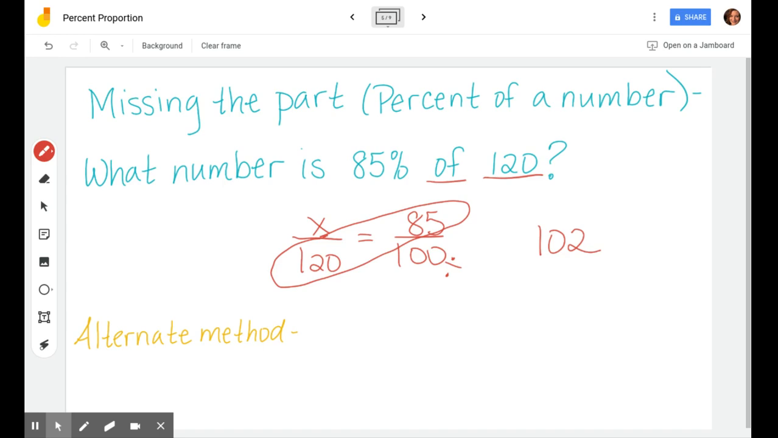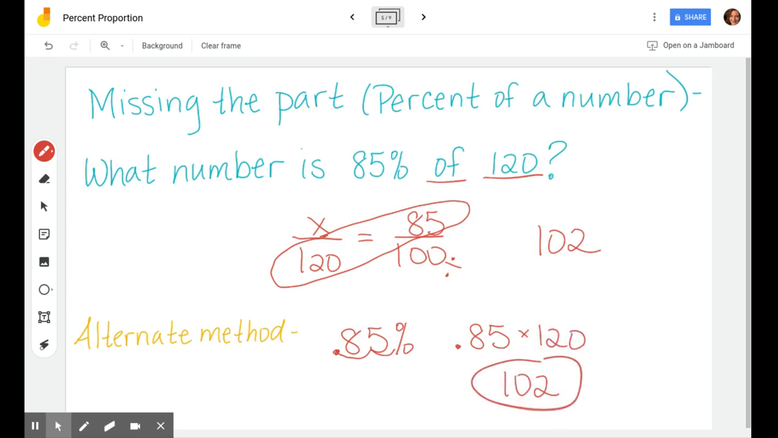The other thing that you can do when you're finding the percent of a number, you can take your percent and make it into a decimal. So you scoot to the left 2 times, and I'm going to call that 0.85. In fraction, decimal, and percent land, the word of means multiply. So you can do 0.85 times 120, and you get 102.